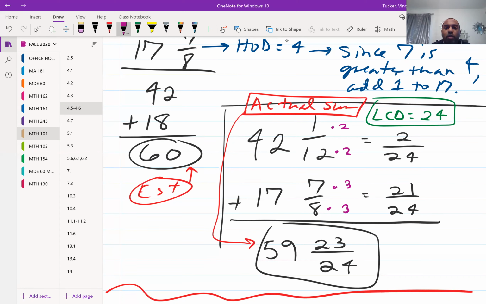Questions before we do another one. Make sure we're okay. And so, like you see in the red, this is our actual sum. And then the other one, the 60, was the estimation. So that's the difference between the two, how you will find the two.